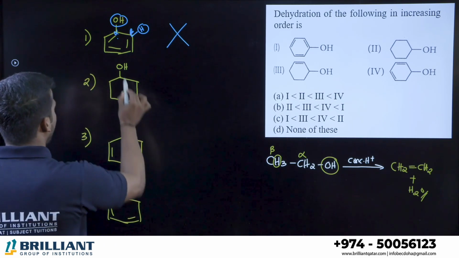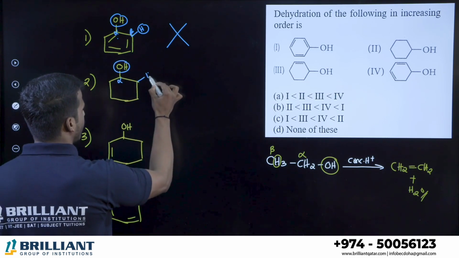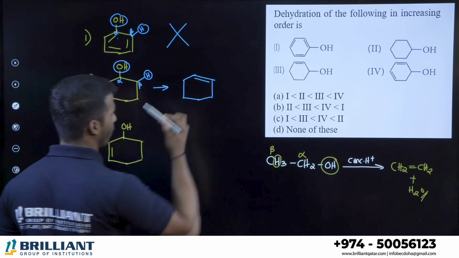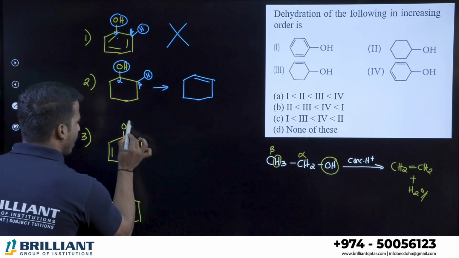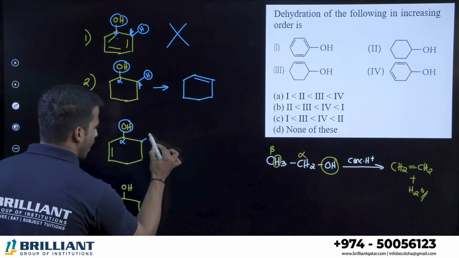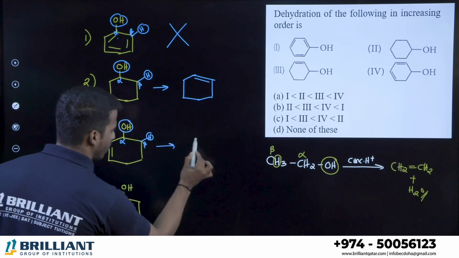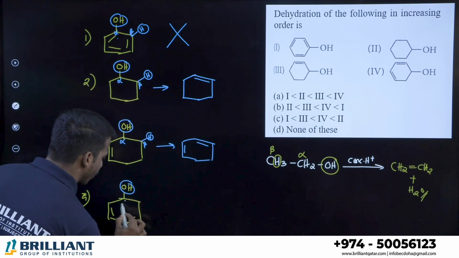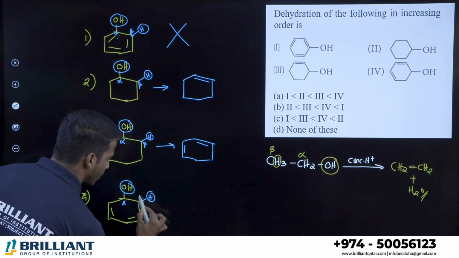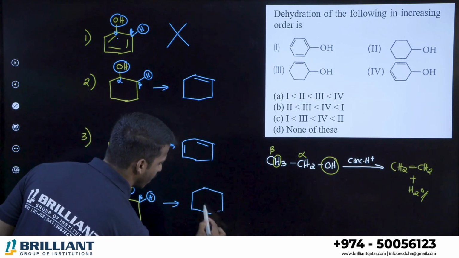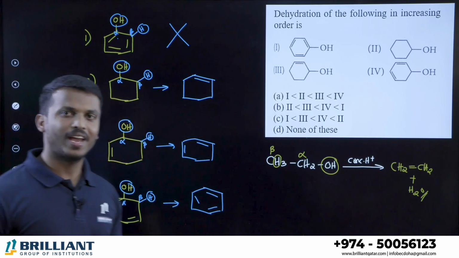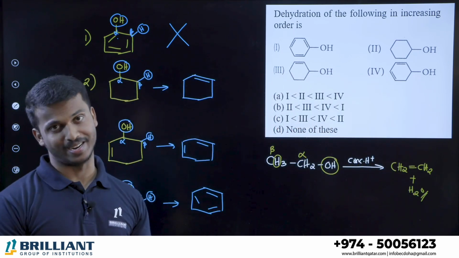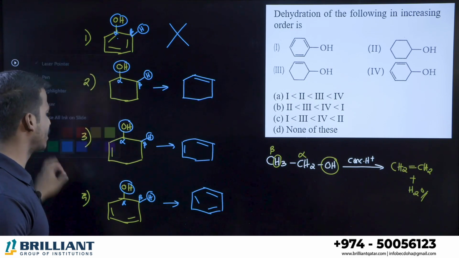What about this compound? Let me take the OH group from the alpha carbon, one of the hydrogens from the beta carbon, and place a double bond between alpha and beta. This is the product, cyclohexene. For the next one, the OH group from this alpha carbon, one hydrogen from the beta carbon, put a double bond between alpha and beta, and your product will be this one, a diene. Again, OH from the alpha carbon, one hydrogen from the beta carbon, put a double bond between alpha and beta, and your product will be this one. Now you can understand which compound is more reactive towards dehydration. Which one, dear all? I think your answer is the fourth one.